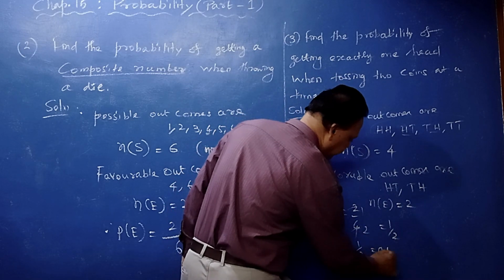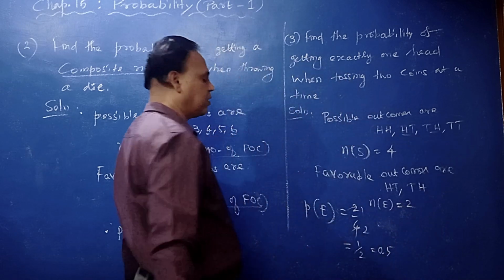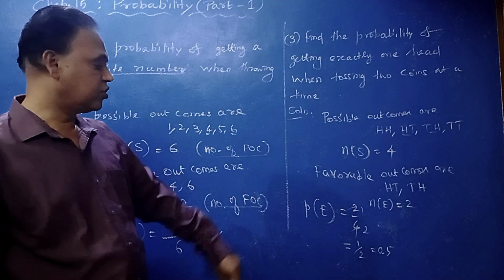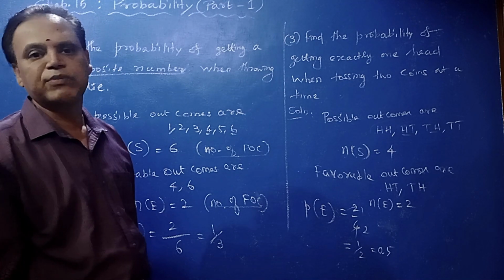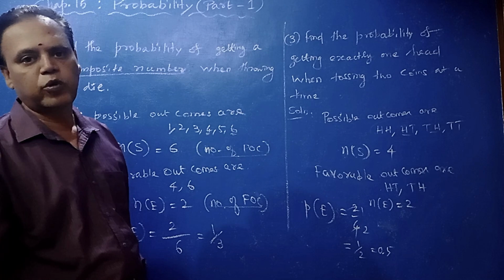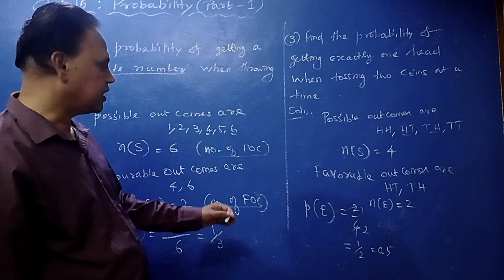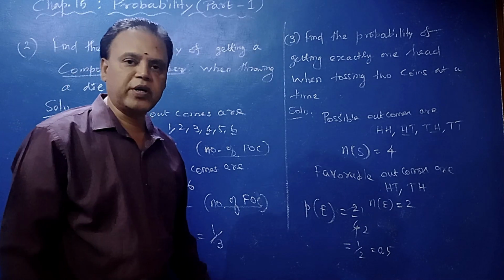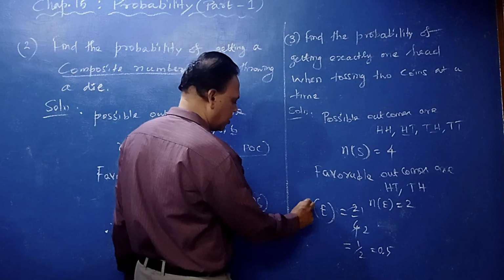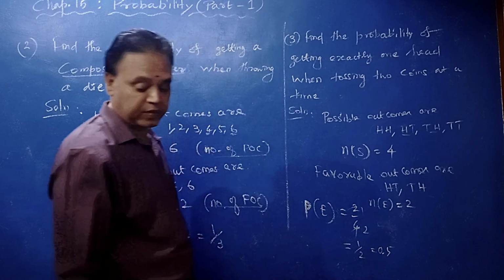That is 0.5. So probability value is always between 0 and 1. And probability value 0 means that is an impossible event. Probability value 1 means that is a sure event. So always remember, these are the steps you have to follow to find the probability of an event.